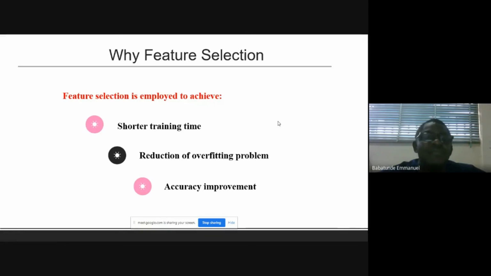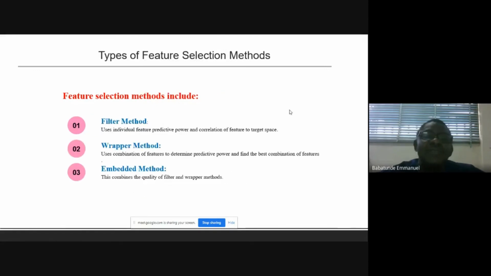Okay, that is why the feature selection process is required. Now, types of feature selection methods. We have the filter method, we have the wrapper method, and the embedded method. Filter method is the basic one. It uses the predictive power of individual features to correlate with the target space, while the wrapper method combines features to determine the predictive power. Embedded method combines the qualities of both filter and wrapper methods. But in this presentation, we are focusing on the wrapper method.